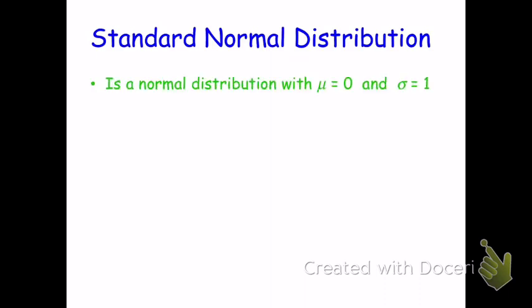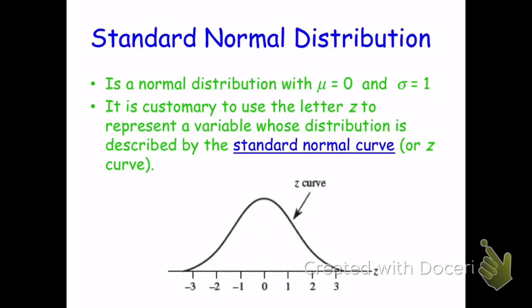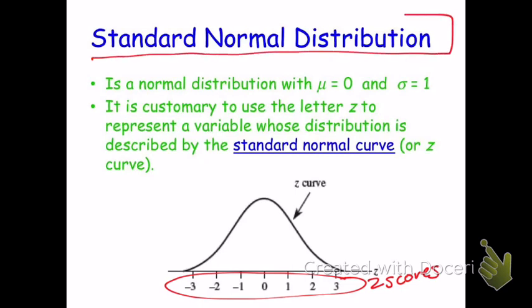The standard normal distribution: anytime I say something like the standard normal curve, it is when your mean is 0 and your standard deviation is 1. And every single number on that represents a z-score. So all of these numbers right here are z-scores. And that goes back to when I talk about the standard normal distribution.